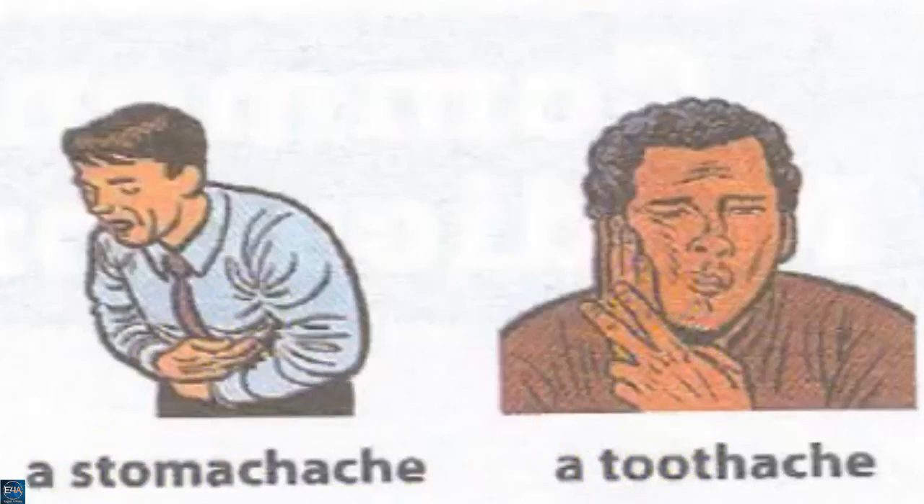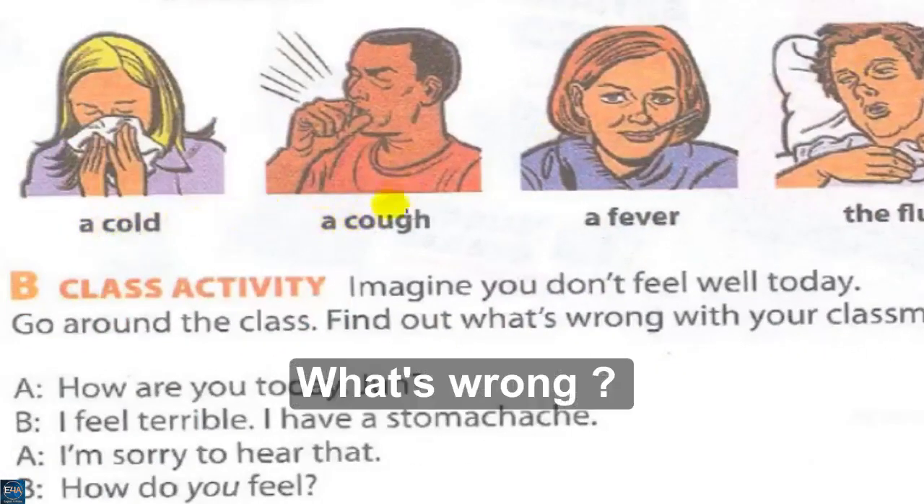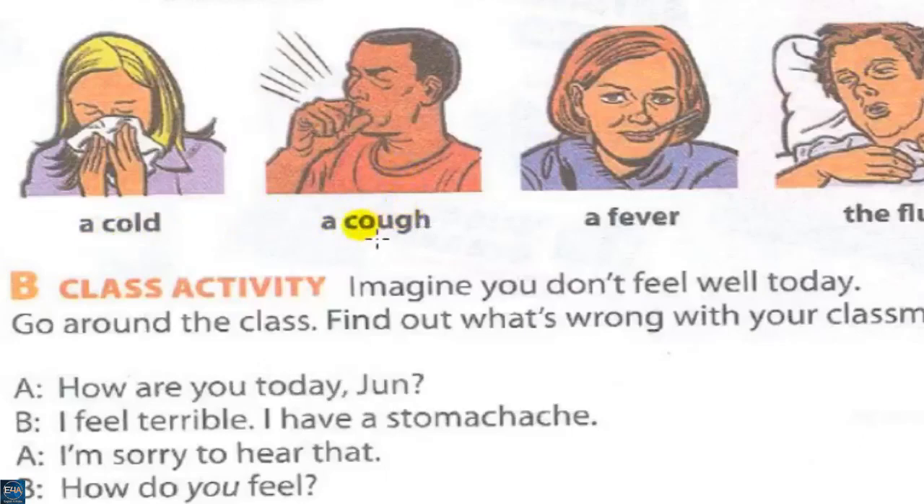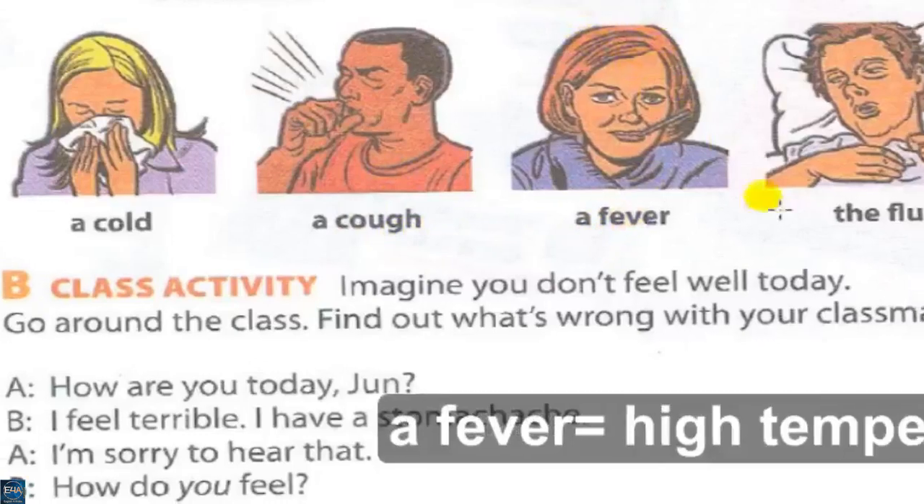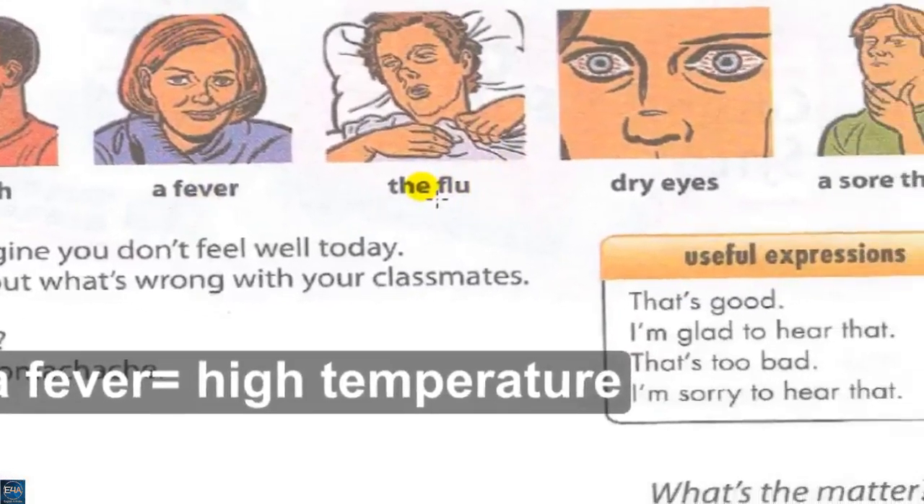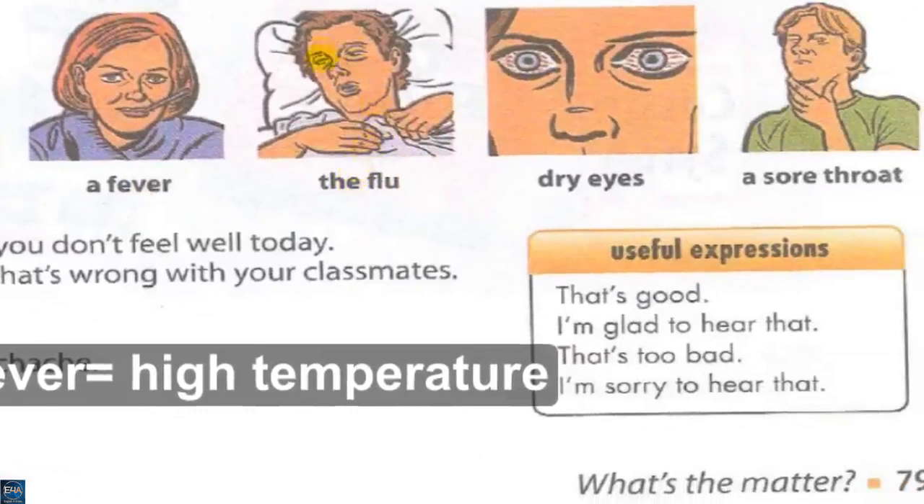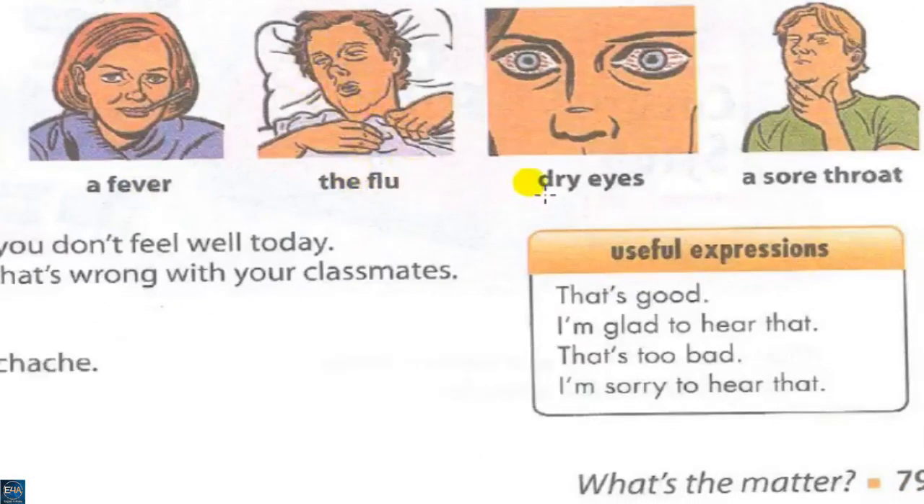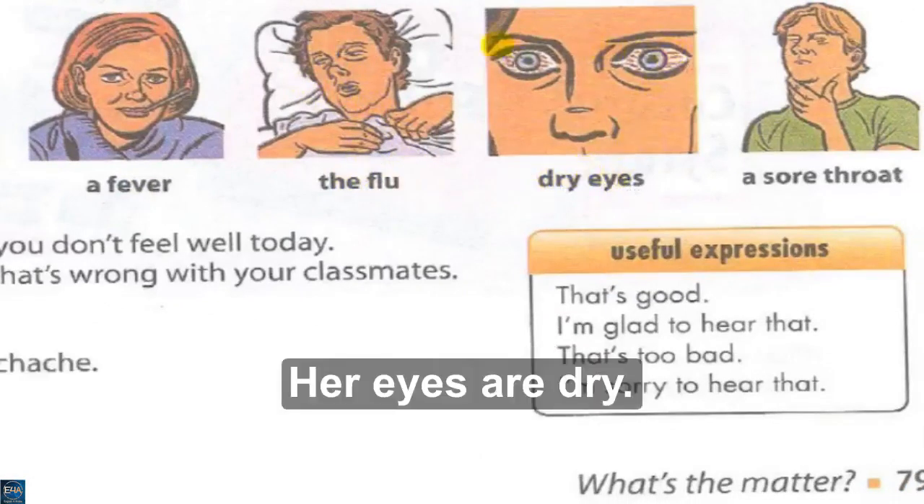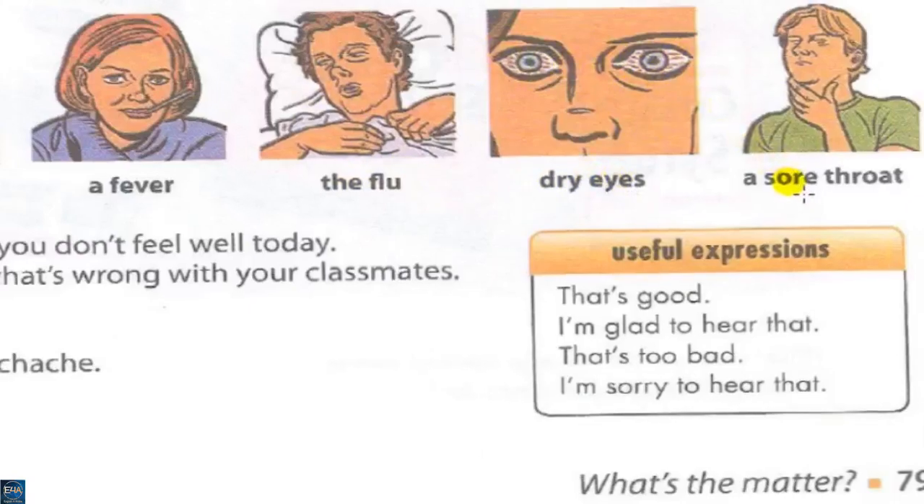What's the matter? She has a cold. What's wrong? He has a cough. Cough, G-H-F, cough. This is cough. What's the matter? She has a fever. Fever, high temperature. High temperature, hot. What's the matter? He has the flu. What's the matter? She has dry eyes. Dry eyes. Her eyes are dry. What's wrong?